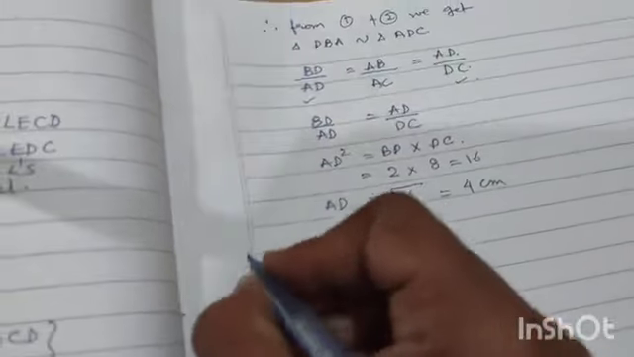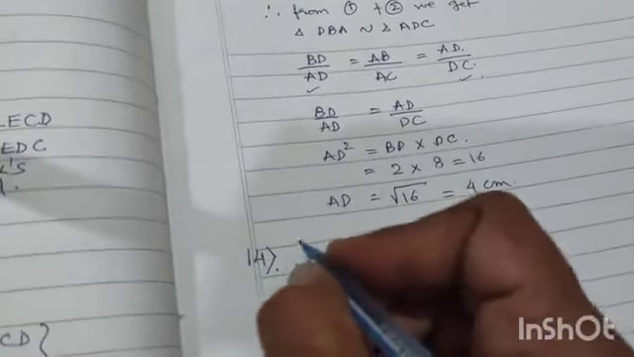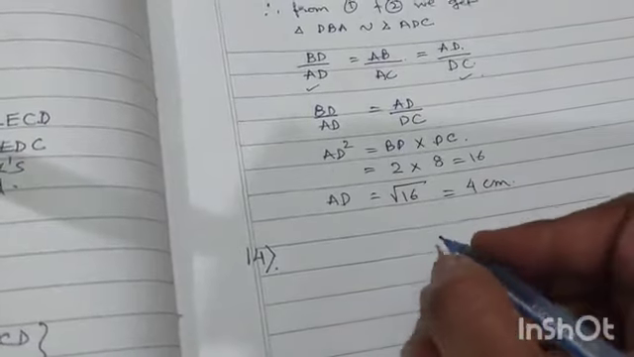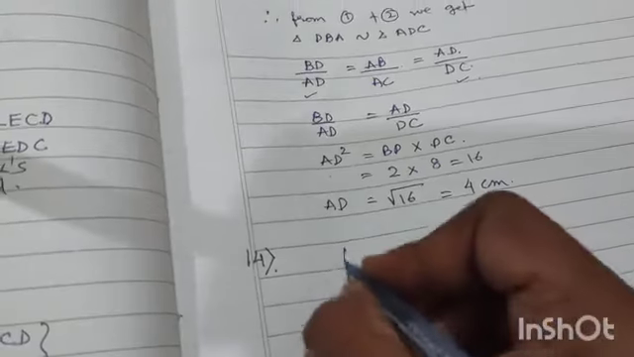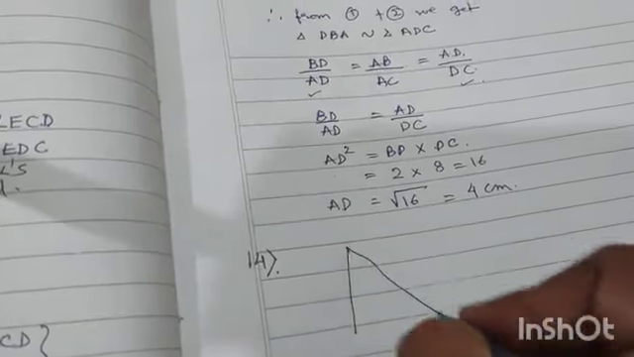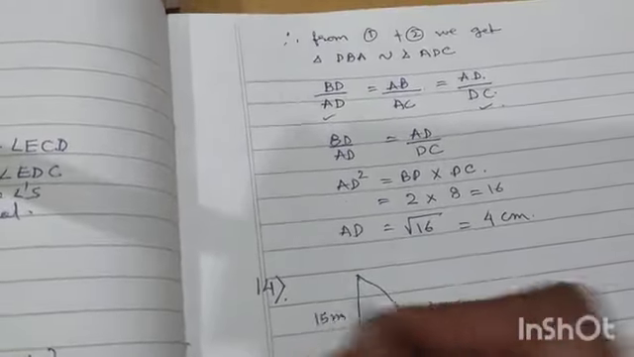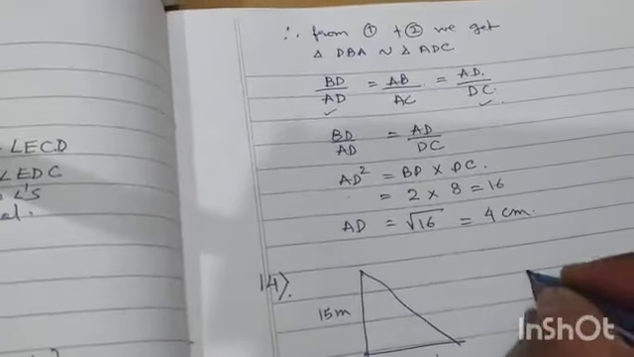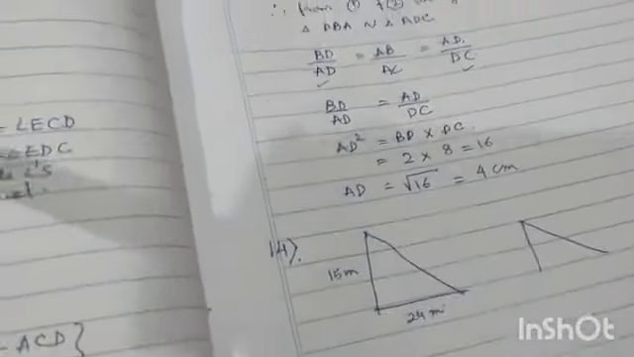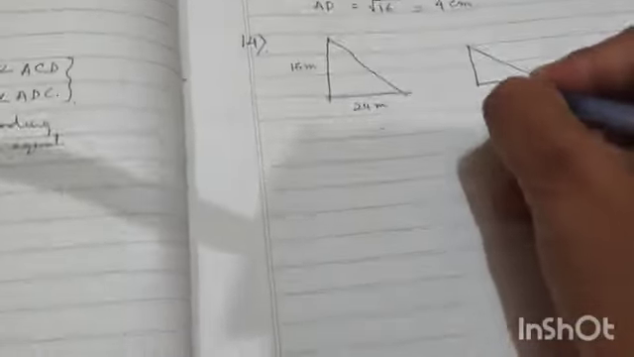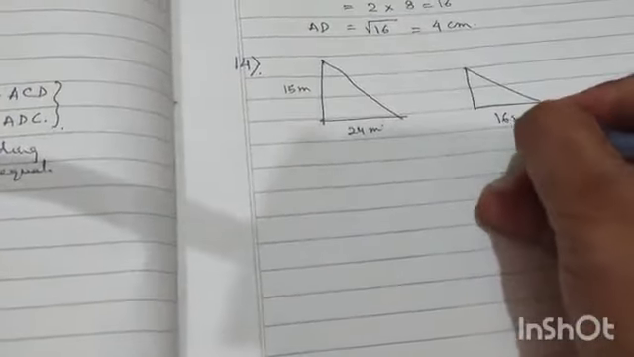Then next we have question number 14. Question number 14, it is given that 15 meters high tower casts a shadow of 24 meters long. So this is the tower we consider and it casts a shadow. This is 24 meters long and tower is 15 meters. Another tower, height we don't know, which casts a shadow 16 meters long. Height of the tower we have to find out.